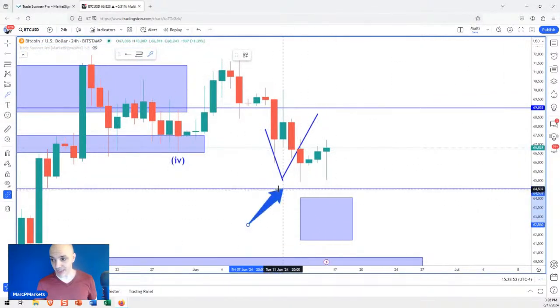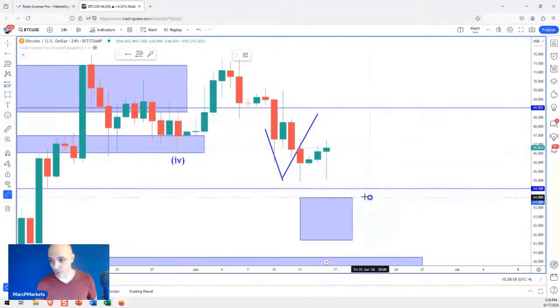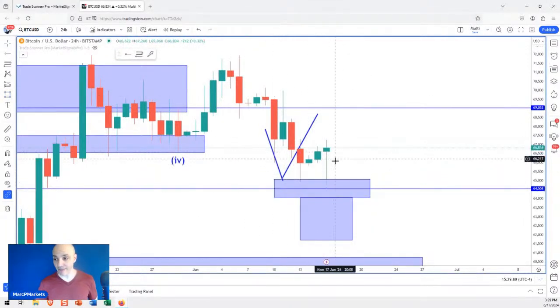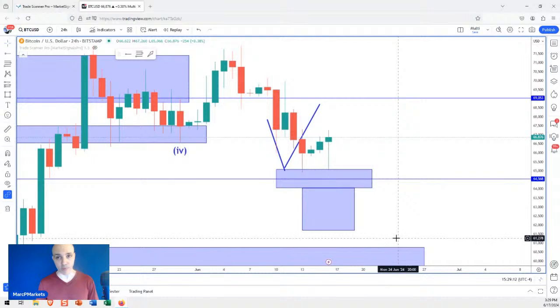65K, 64K, it's still in play. So I would not be bearish just yet, but you have to be careful. If over the next couple of days we're taking out this low, then I would say bearish momentum's in play. I would say the overlap is confirmed, and then we're likely to test these lower supports.